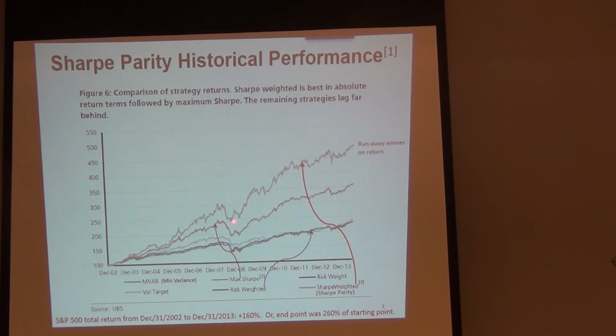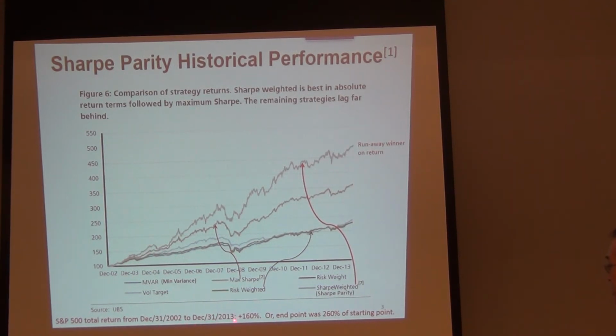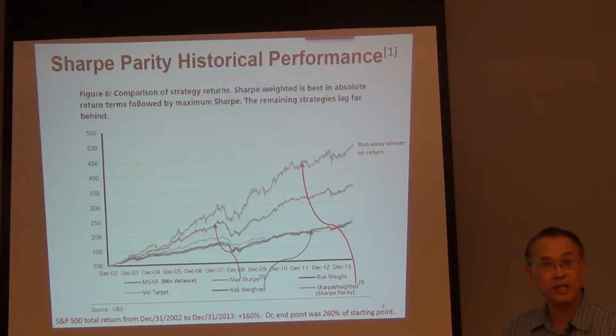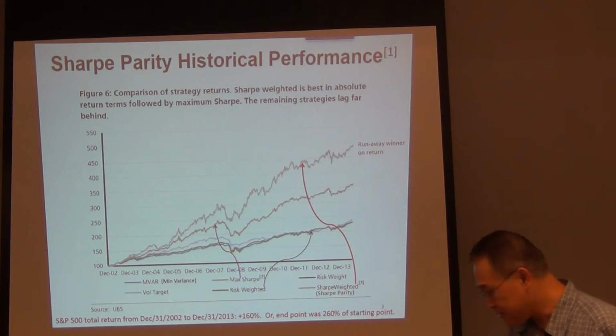This is the performance curve. You can see that among all the strategies compared, Sharpe Parity was a runaway winner in terms of return. One piece of information that I added is that the S&P total return from December 2002 to December 2013 is plus 160%, or the endpoint was 260% of the starting point. So the S&P endpoint is probably somewhere around here. So this Sharpe Parity, wow, it's a wonderful performance. We would all be rich if we follow what the researchers suggest.